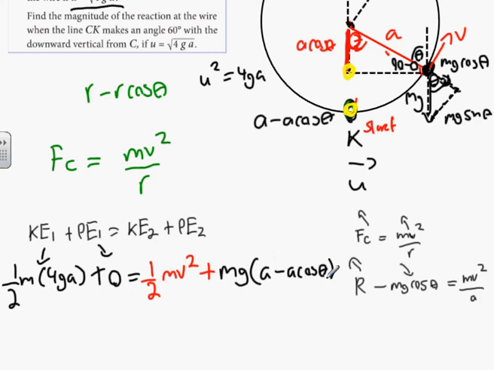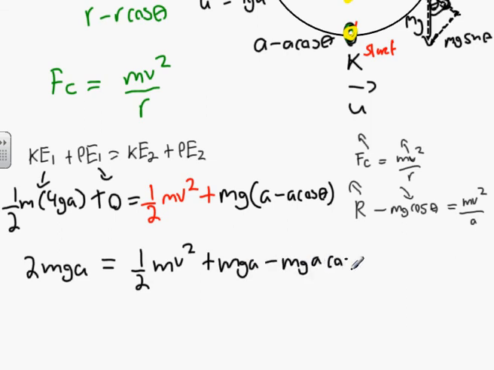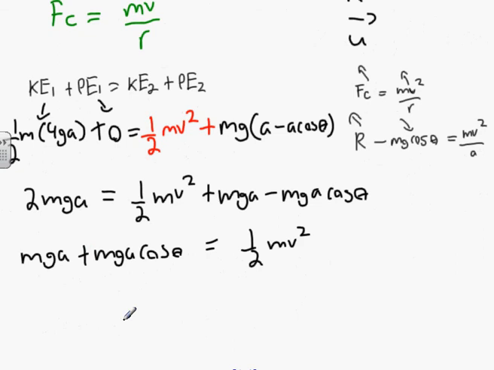So I have to do a wee bit of multiplication here. So I'm going to get 2mga plus 0, equals a half mv squared, and then I'm going to have mga minus mga cos theta. Move everything to one side. I'm going to get mga plus mga cos theta equals a half mv squared. Multiply it by 2. Mv squared ends up to be 2mga plus 2mga cos theta.